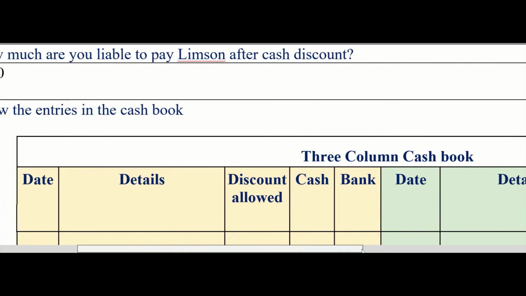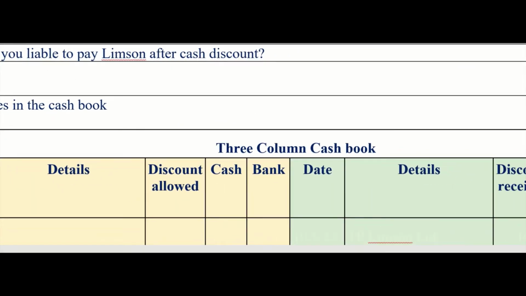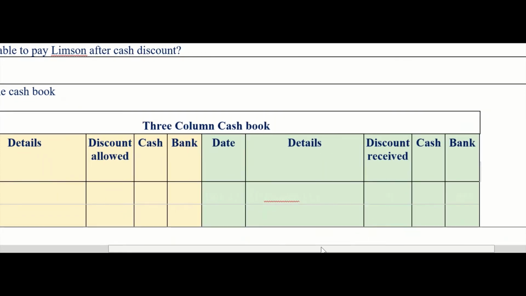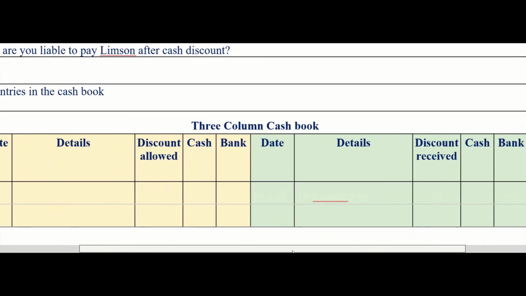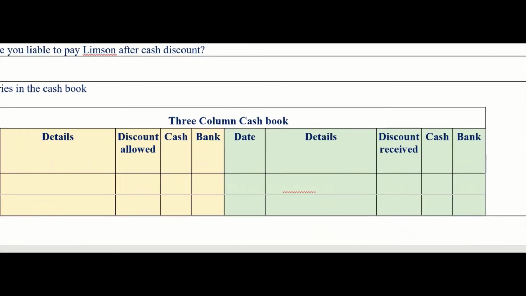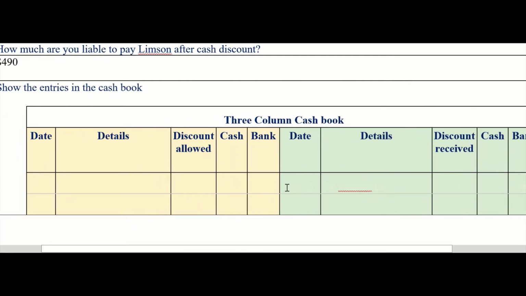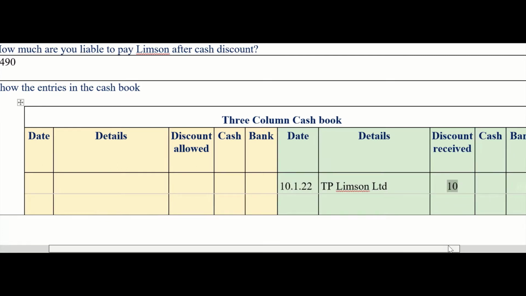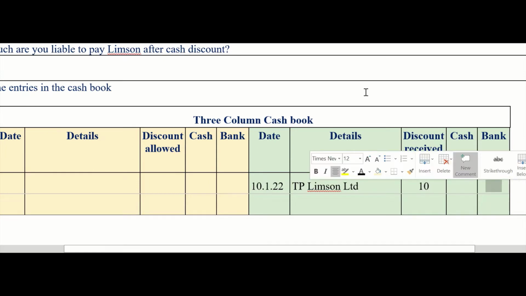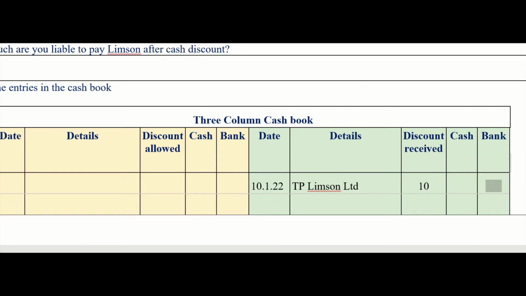Now, how do we show the transaction in a cash book? Since it's a payment, you should be entering the transaction on the credit side of your cash book. Enter the date. To whom you pay for is Trade Payable Limson Limited. How much discount you received was 10. And you're making the payment by check, by bank transfer. Therefore, you enter it in the bank.